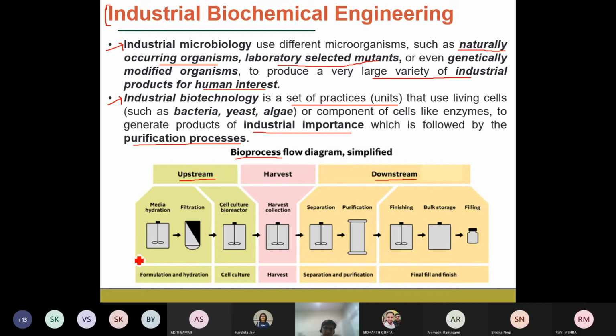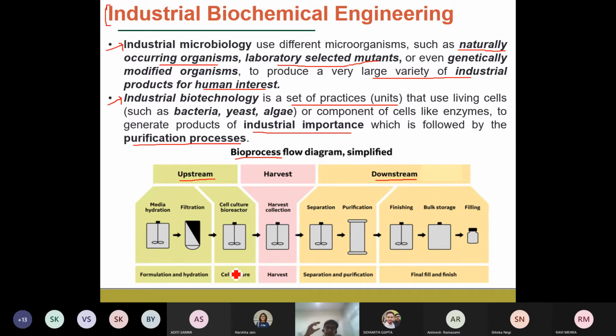So what is in the upstream process? The upstream process consists of components like formulation, hydration, and cell culture. Initially, if you have selected a particular microorganism, the quantity may be like 1 cell, 2 cells, or a bunch of 10 cells. But 10 bacteria, 10 yeast, or 10 algae are not enough for production of any biochemical, whether at industrial scale or even lab scale. So you need to increase the concentration of that cell.